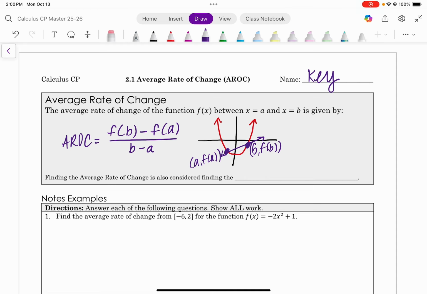This is also considered finding what we call the slope of the secant line. That is a vocab word you will need to know for this unit. A secant line passes through a graph in 2 different places, an a and a b being those 2 x values, and then you can get the y values by plugging into the function, looking at the graph, all different ways. So let's try an example.